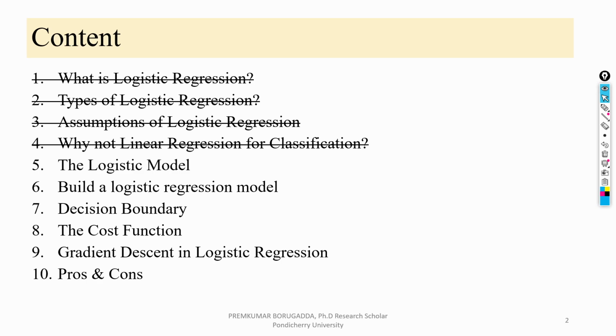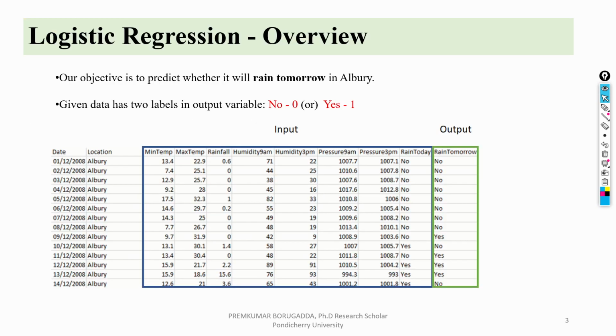So, why not linear regression for classification? This kind of topic I clearly explained in my previous lecture. In today's lecture I am going to explain the rest of the topics: the logistic model, building the logistic regression model, decision boundary, cost function, all those things. So what is the logistic regression overview?